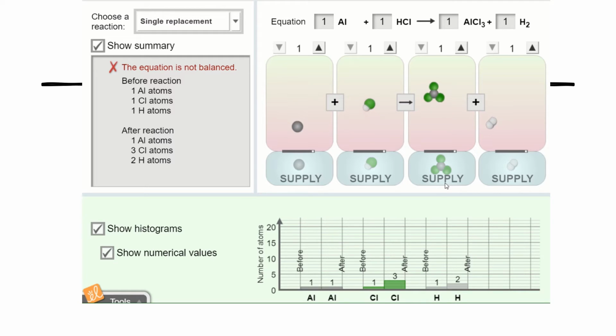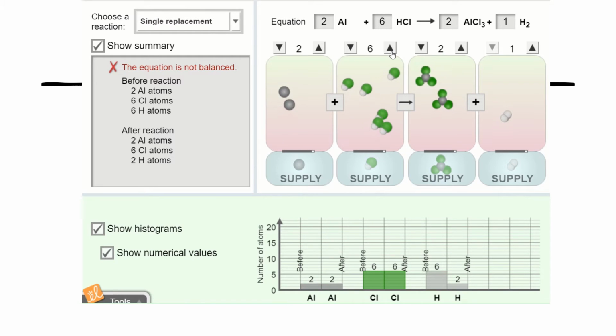So a good rule is when it looks like you're struggling, try and put a 2 in front of the most complicated looking formula. So that looks like this one right here. So let's put a 2 in front of this one and then try and balance everything else. Okay, so that means I need 2 aluminum. Beautiful. I need 6 chlorine though.